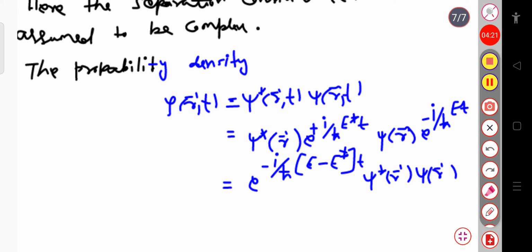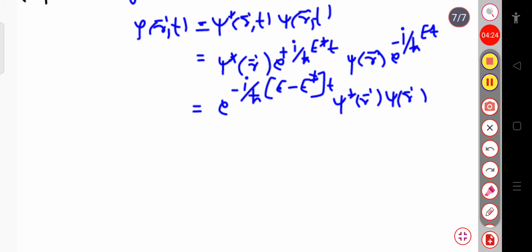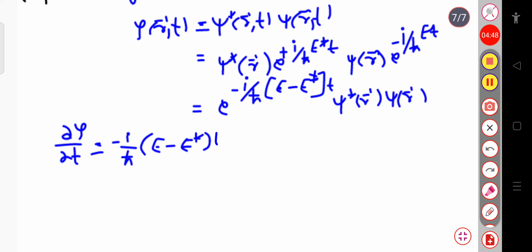Now if I take the derivative of this rho, the probability density, with respect to t, then dou rho divided by dou t is equal to minus iota divided by h cut into E minus E star whole into psi star of r,t into psi of r,t.